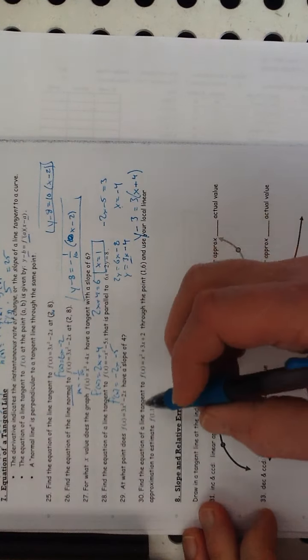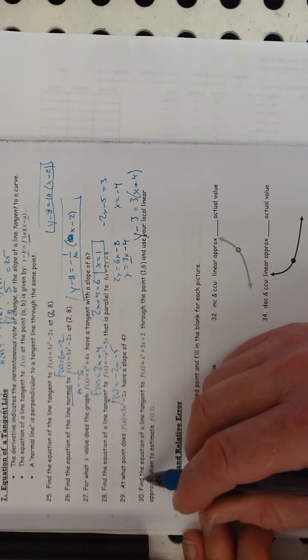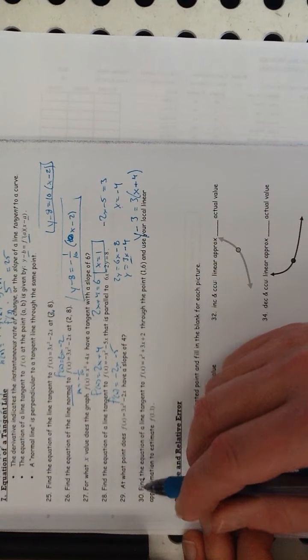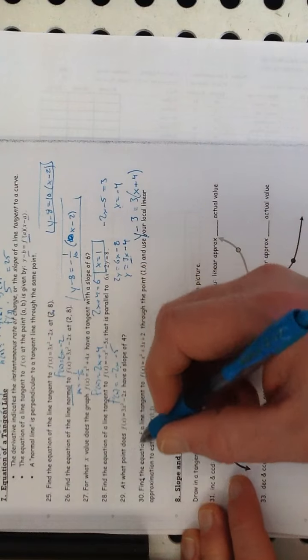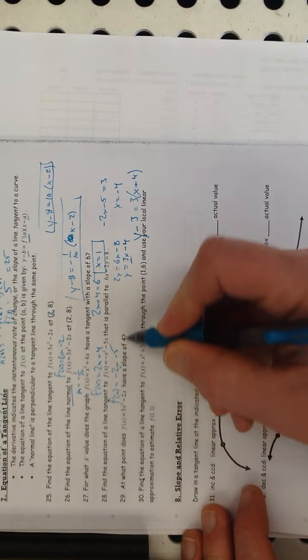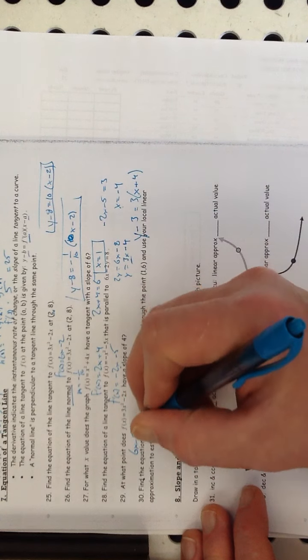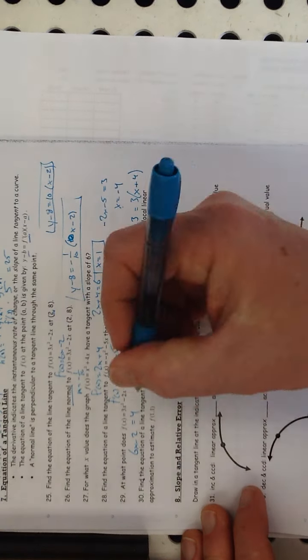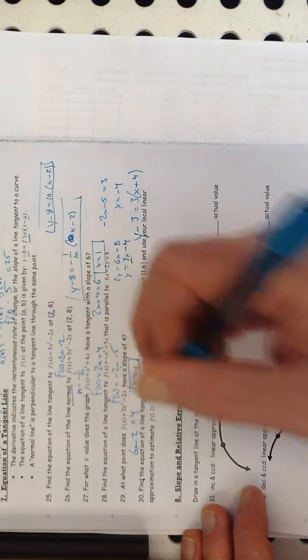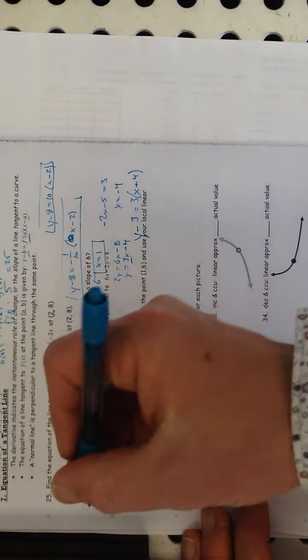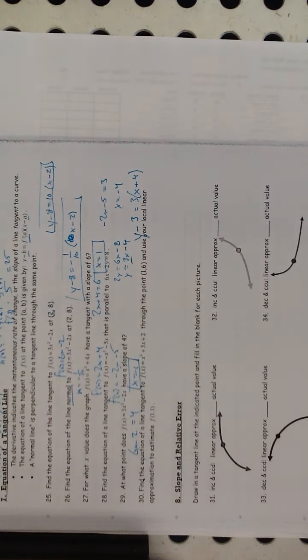And last one. Nope, just kidding. Second to last one. I'm on 29 now. At what point does this have a slope of 4? So the slope of this is 6x minus 2. You want that to have a slope of 4. That happens at x equals 1. Seems like the same question as 27, really.